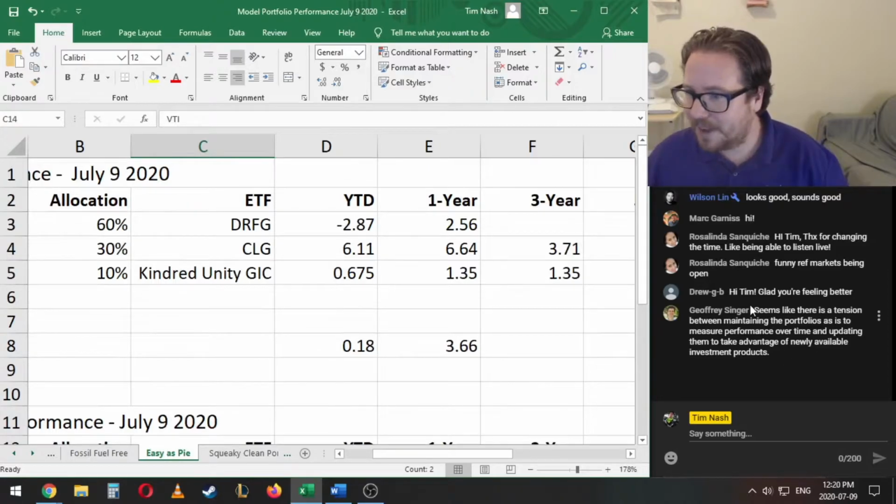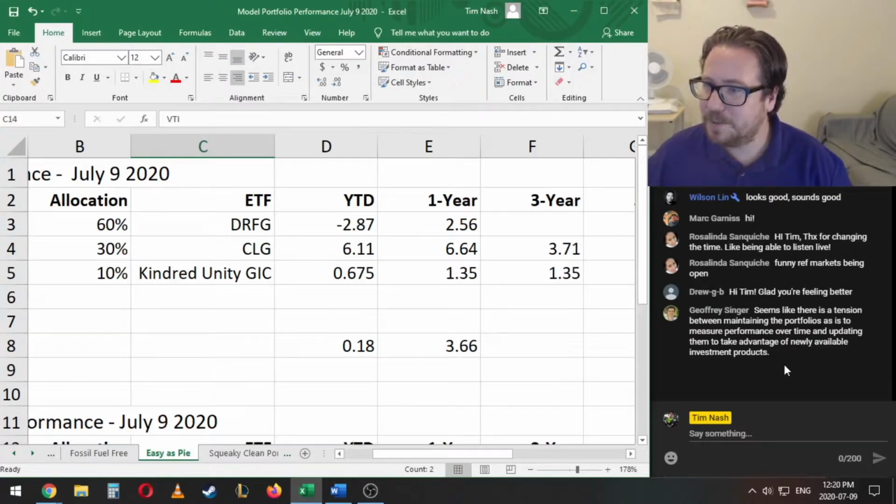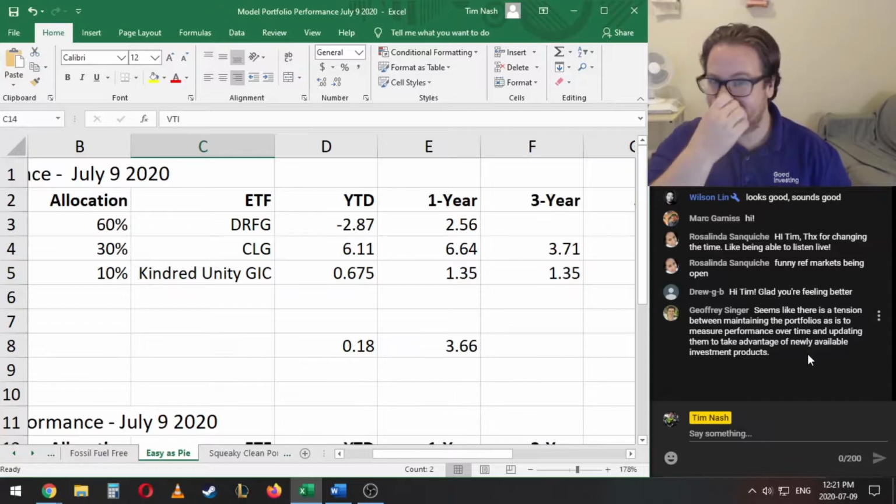I've got a question here from Jeff. Seems like there is a tension between maintaining the portfolios as is to measure performance over time and updating them to take advantage of newly available investment products.